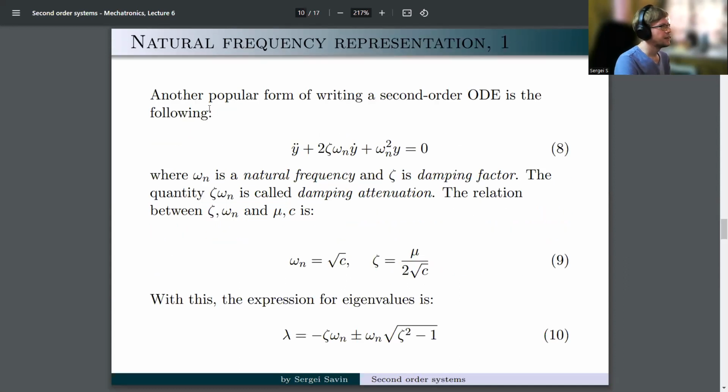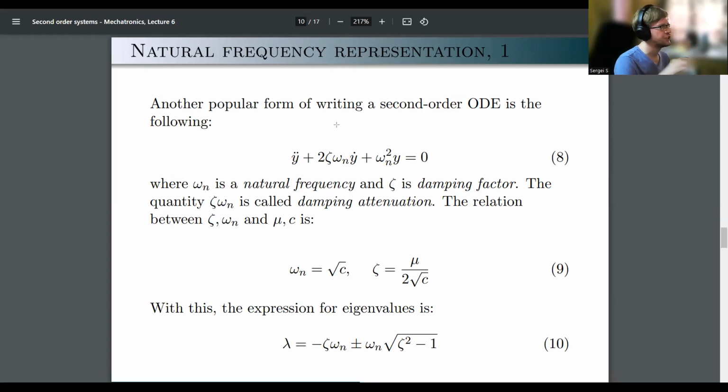Let's go on. So another way to write the same equation is by writing it in what we call a natural frequency representation, right? At this point, I'm pretty sure this is new material for you. The previous one you probably saw somewhere. This should be new. All right, natural frequency representation. This basically means introducing new variables.